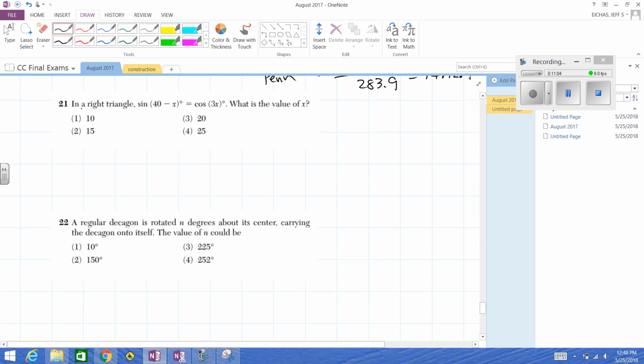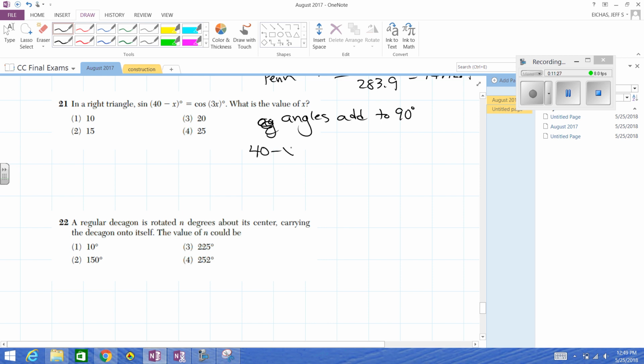All right, next one is, in a right triangle, the sine of some value is the same as the cosine of another. That means the angles must add to 90 for that to happen. Okay, that's a theorem that we know. Cofunctions are equal when angles add to 90.